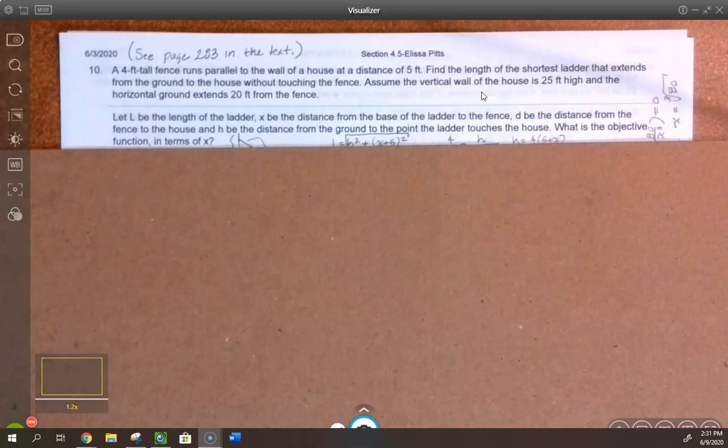So it says a 4-foot tall fence runs parallel to the wall of a house at a distance of 5 feet. Find the length of the shortest ladder that extends from the ground to the house without touching the fence. Assume the vertical wall of the house is 25 feet high and the horizontal ground extends 20 feet from the fence.